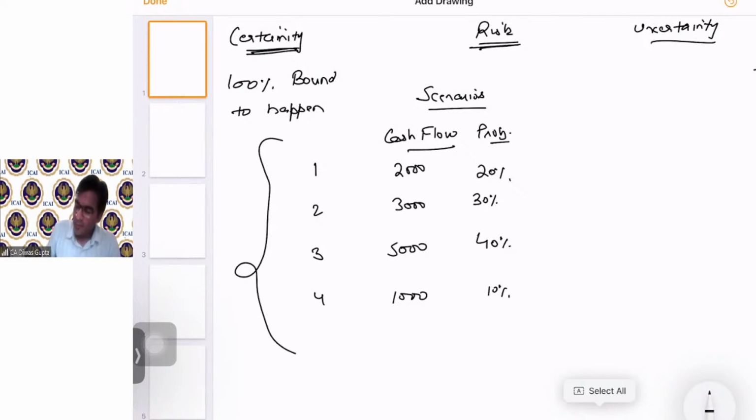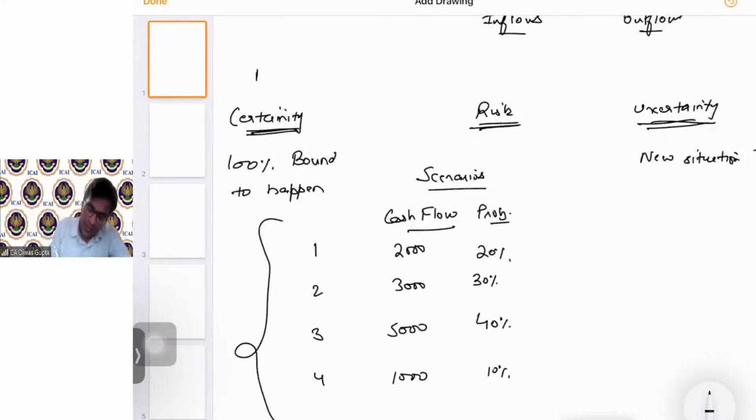Okay. Then let's come to uncertainty. Uncertainty is something which is a new situation, let's say a new business situation for which there is no established precedent, for which there are no bases, and anything can happen. Even I cannot predict these different scenarios 1, 2, 3, 4 with the cash flows and the probability. That is total uncertainty. So this is one extreme, and this is another extreme. But somewhere in between lies risk.